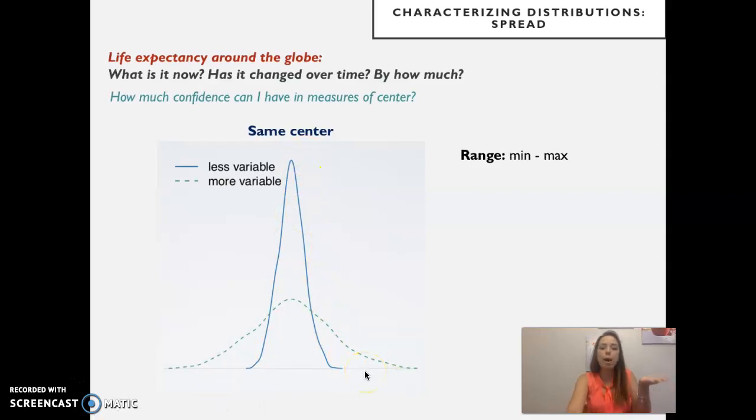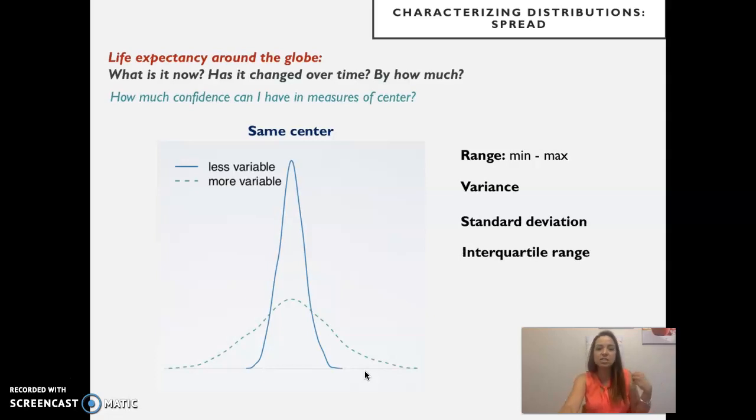There are multiple objective measures of spread. Range is one of them, which is easy. It's just the maximum score minus the minimum score. So the absolute value of this difference gives you the full range of the data, right? The full maximum spread that you can see. But then you have others that are more nuanced, like variance, standard deviation, and interquartile range. We're going to discuss these three measures in the next video.